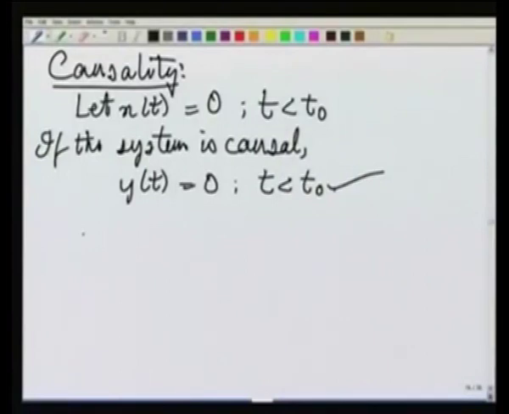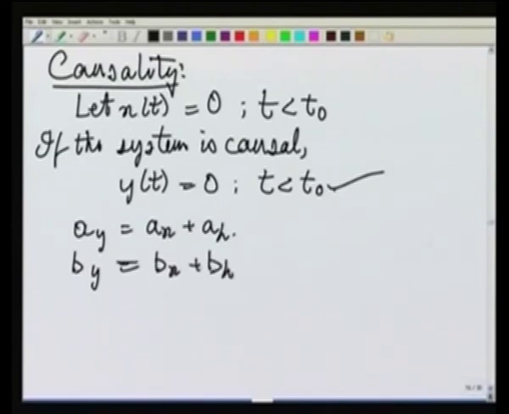So, from this, what can we say about the support of h(t)? Earlier we had a result that if A_x and B_x are the limits of support of x(t), A_h and B_h the limits of support of h(t), and A_y and B_y the limits of support of y(t), then A_y equals A_x plus A_h, and B_y equals B_x plus B_h.